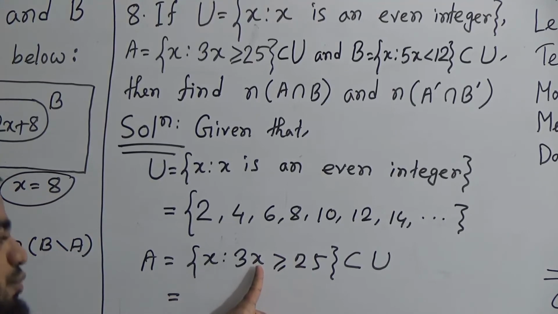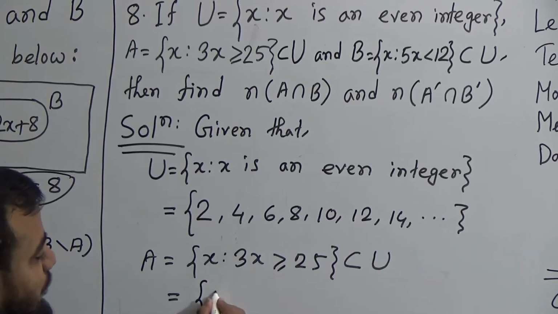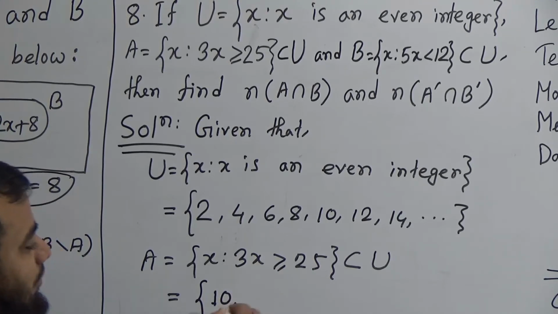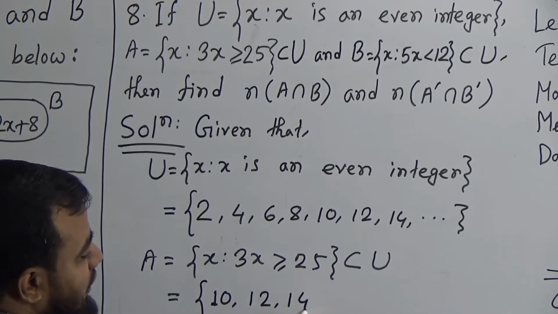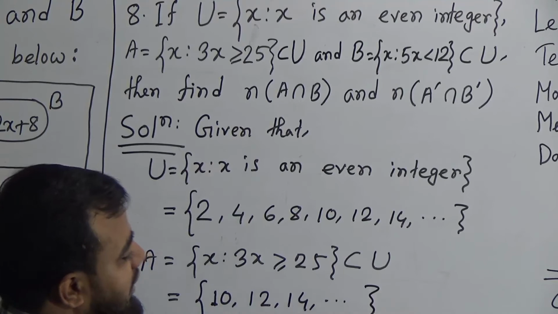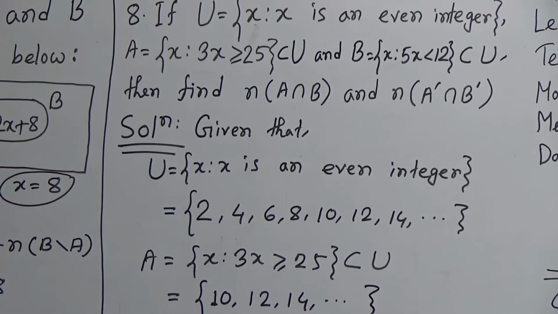So we must start from 10. If we put the value of x as 10, then it will be 30. So 30 is greater than 25. That means from 10, all the even numbers can be elements of A. That means 10, 12, 14 and so on can be elements of A. I think you have understood.